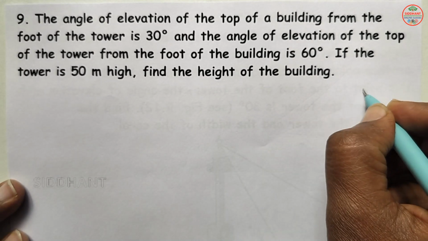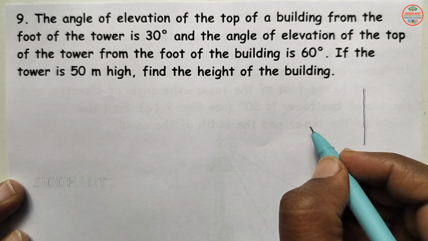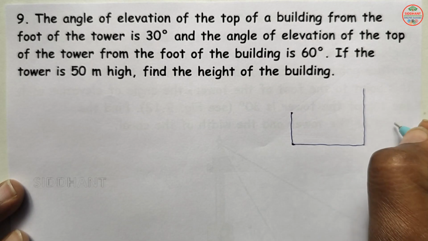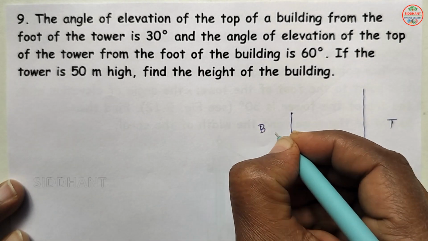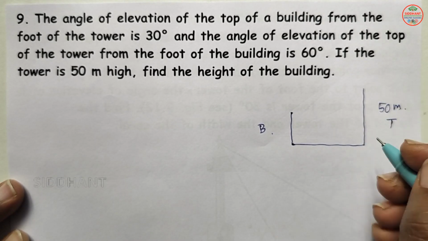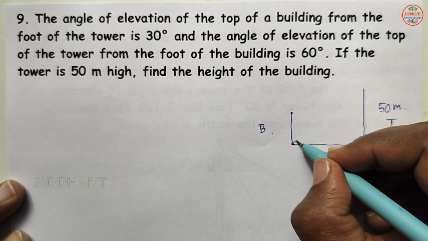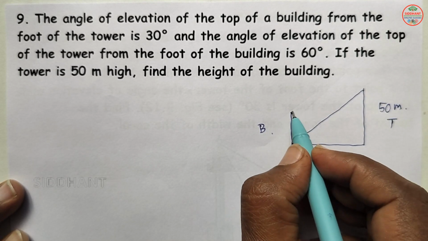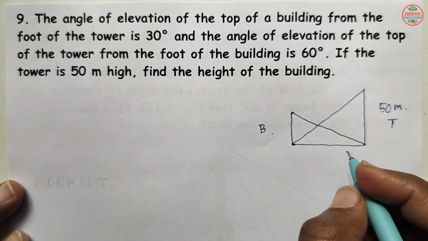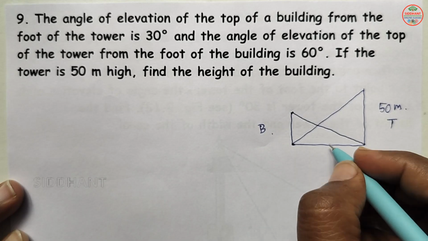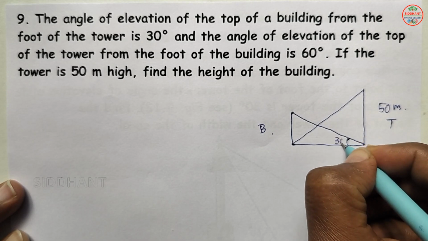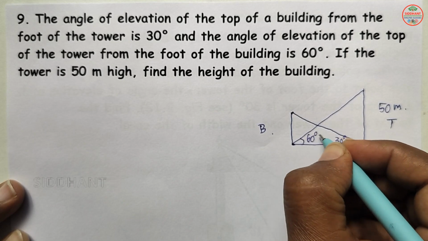So here, the data given: one is a tower, another is a building. This is a tower and this is a building. The height of the tower is given, which is 50 meters. The angle of elevation from here to the top, and the angle of elevation from the building to here at ground level: here 30 degrees and here 60 degrees.